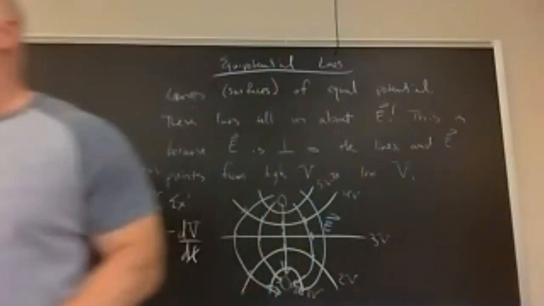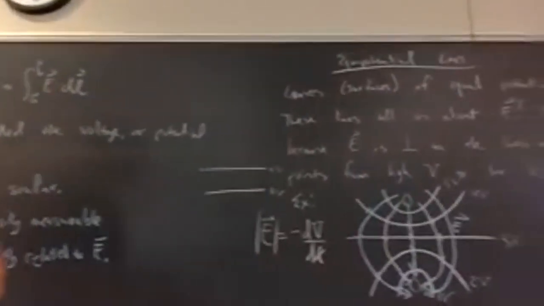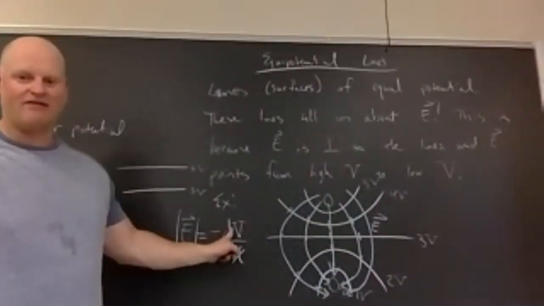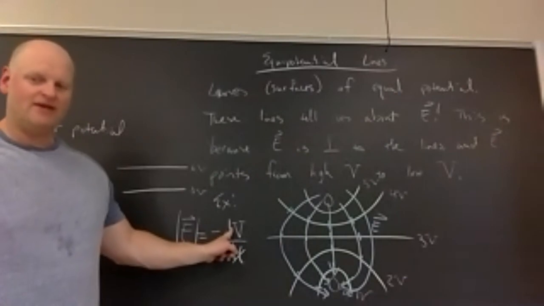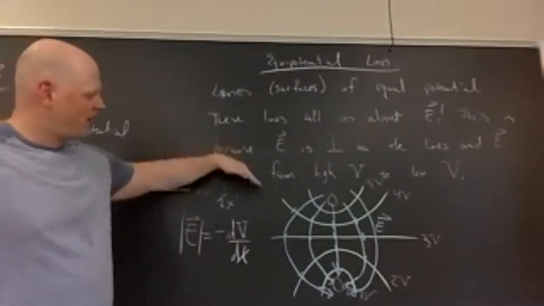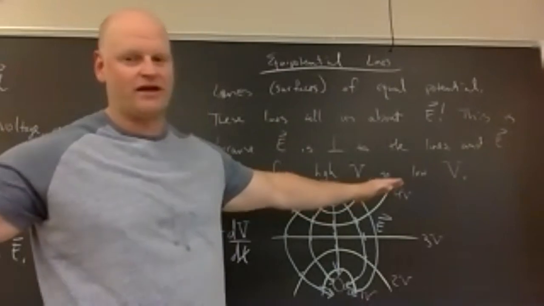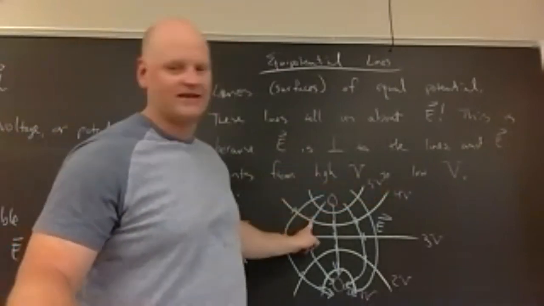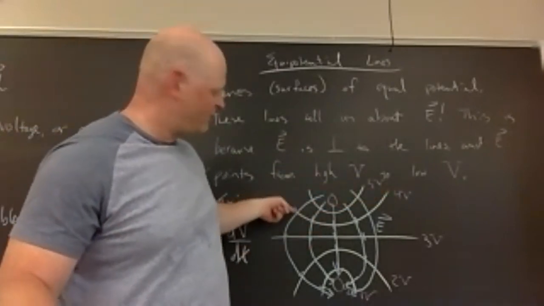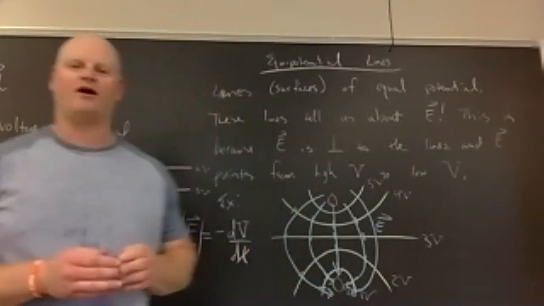Because to have an electric field, I have to have a change of potential with respect to position. So if I'm moving along a line where I have constant potential, then there's no electric field going from this point to this point. But once I move off of it, there has to be an electric field, which then brings me to that other point.